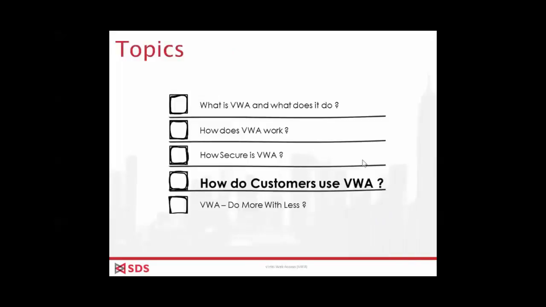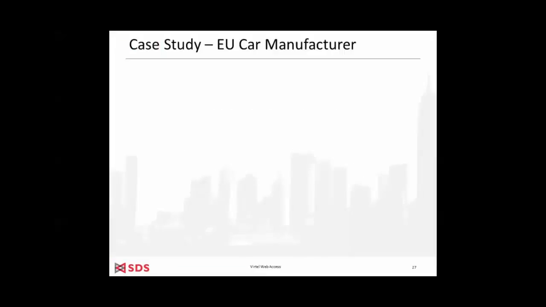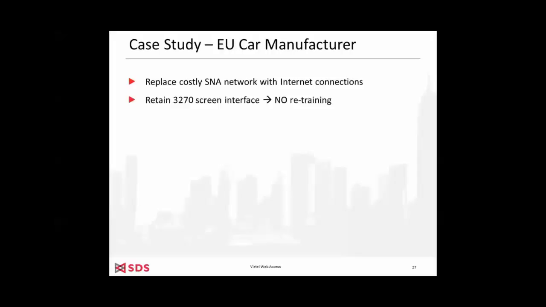How do customers use Virtel Web Access? Let's review a few case studies. Starting with a European motor car manufacturer. In 2003, this car manufacturer decided to replace the costly global SNA network used to access their IMS applications with simpler and less expensive internet connections, still while retaining the 3270 screen interface to avoid having to retrain the application users.